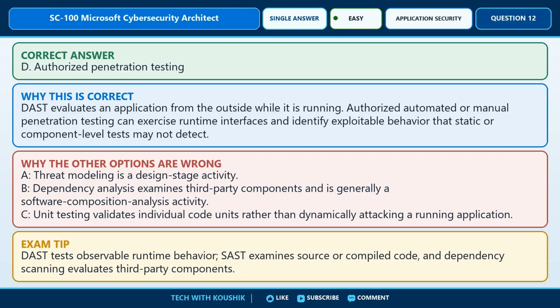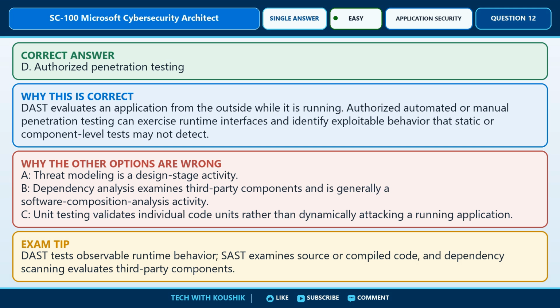The correct answer is Option D. Authorized penetration testing. Here's why. DAST evaluates an application from the outside while it is running. Authorized automated or manual penetration testing can exercise runtime interfaces and identify exploitable behavior that static or component-level tests may not detect. Why are the other options not correct?